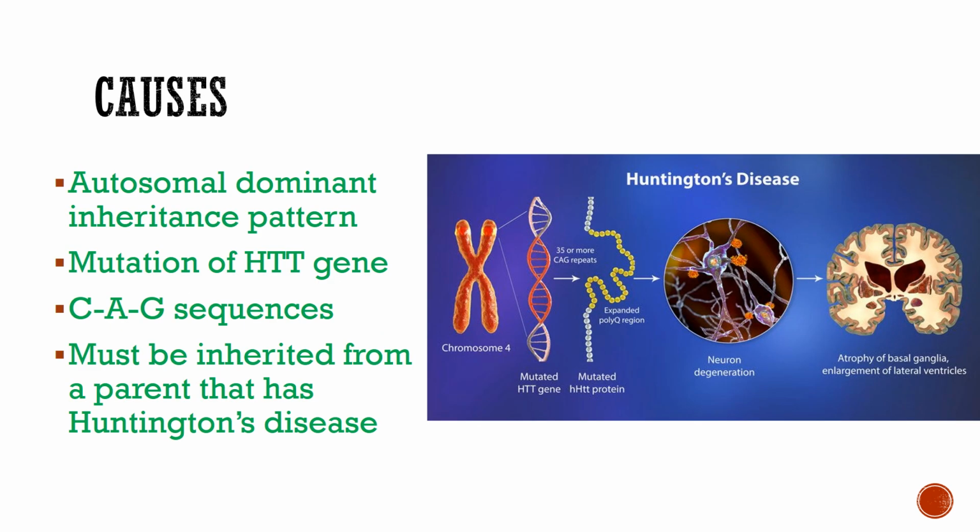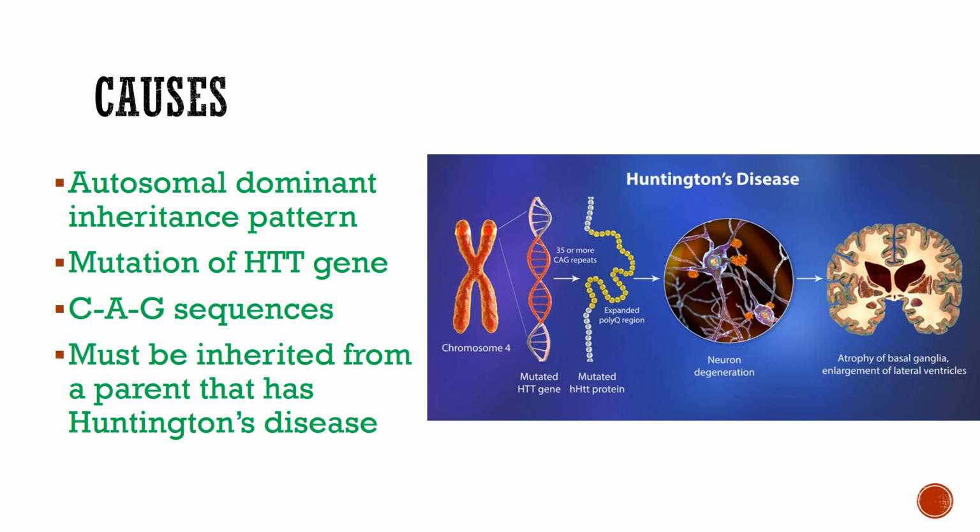So the main cause of Huntington's disease comes from the mutation of the HTT gene. Now, this gene is in every single person. Everyone has it. However, when it's mutated, that's what leads to someone developing Huntington's disease. And overall, this is passed on through an autosomal dominant inheritance pattern, which I'll explain a little bit later. But if one parent has it, there's a 50% chance that the child will develop it.